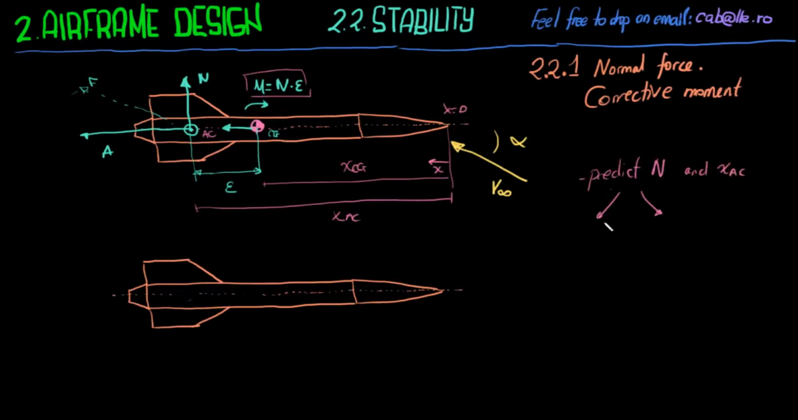we will want to predict it in function of the flight conditions. So this could be the Mach number, this could be dynamic pressure, the angle of attack, basically these. And we also want to predict these two in function of the rocket's geometry.